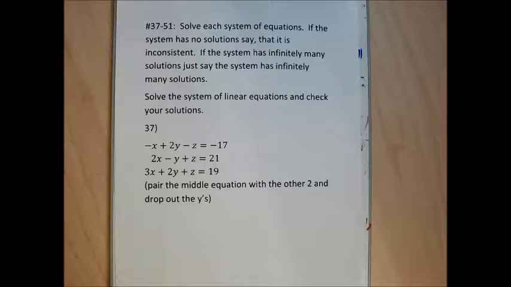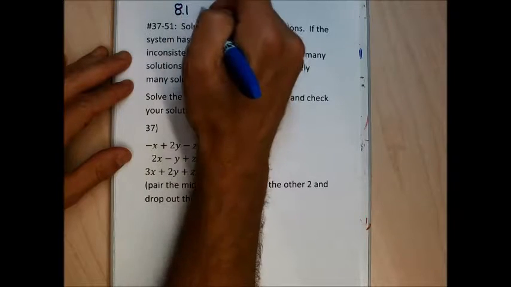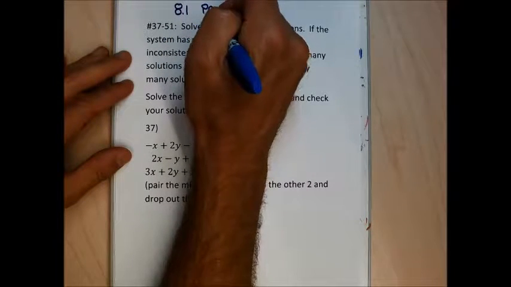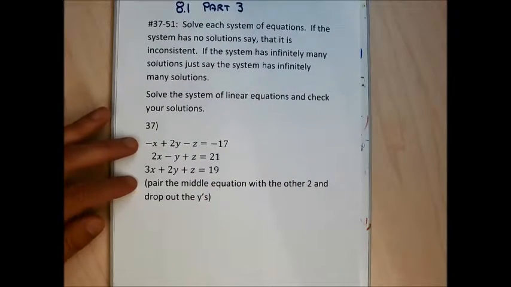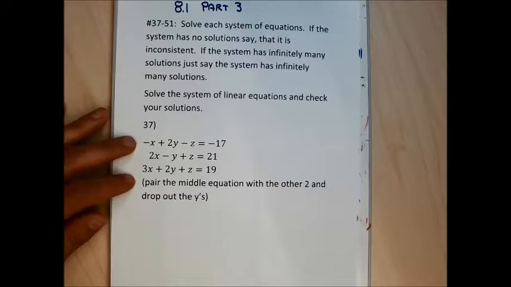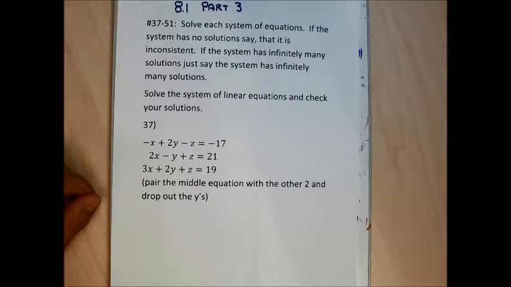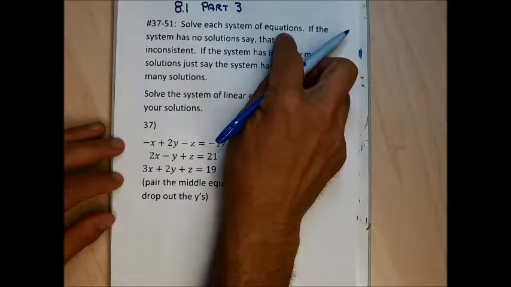This will be the end of section 8.1. I guess it's part 3. These problems have systems of equations that have 3 equations and 3 unknowns. And the instructions are real similar. It just says solve the system of equations. It doesn't indicate to use the elimination method or the substitution method.